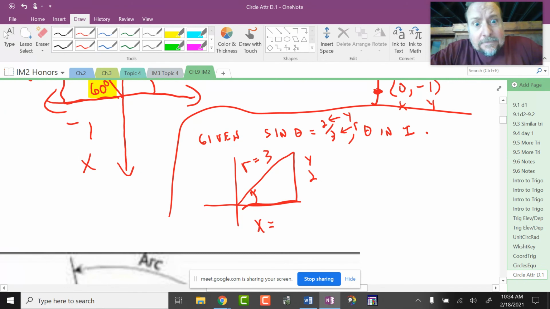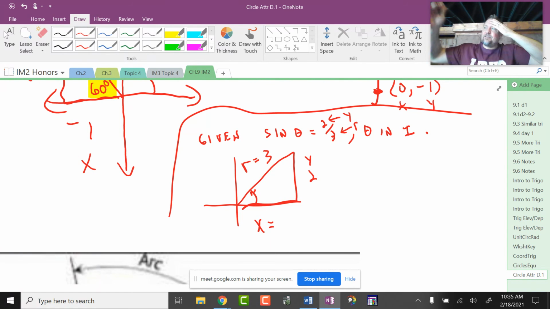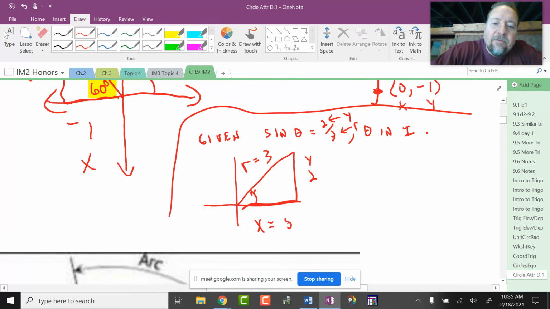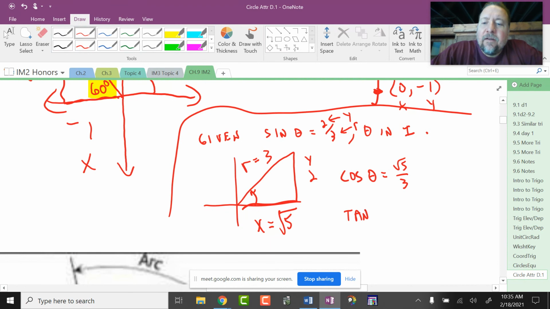To verbalize, you find x by the Pythagorean theorem. So it's x squared plus 2 squared equals 3 squared. 3 squared is 9. I'll have to subtract 2 squared, which is 4. 9 minus 4 is 5. And then I'd have to root both sides. So there's x. From there, you could find the cosine of theta, even though you never find theta. From there, you could find the tangent of theta, even though you never find theta.